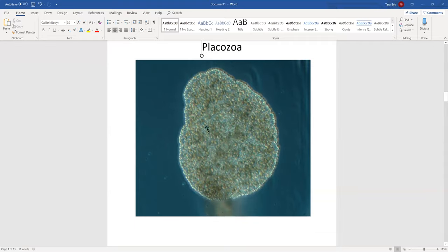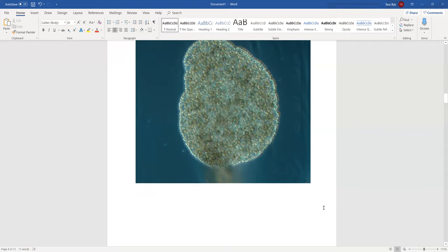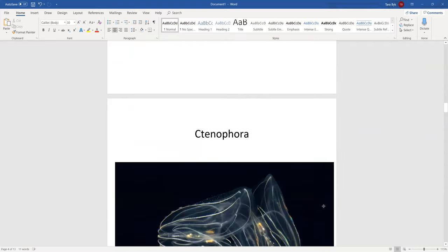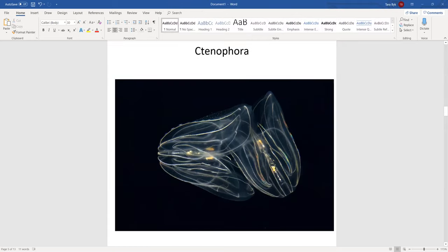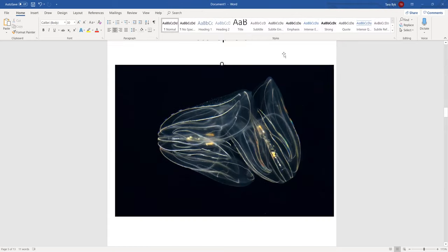Very cool, right? Just like I said, single layer of multi-celled organism. Pretty simple. Pretty cool. Here is our lovely ctenophora. These are our comb jellies, right? Very pretty, aren't they? I think jellyfish are really cool looking. So here's our ctenophora. And those are the three that we have gone over so far.